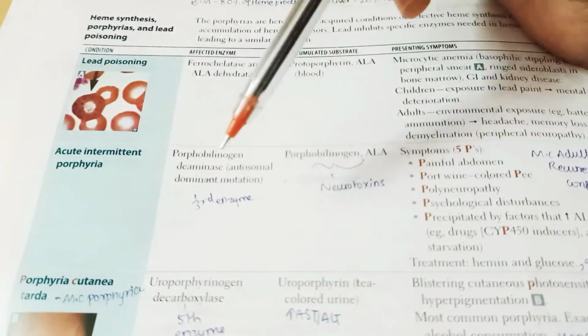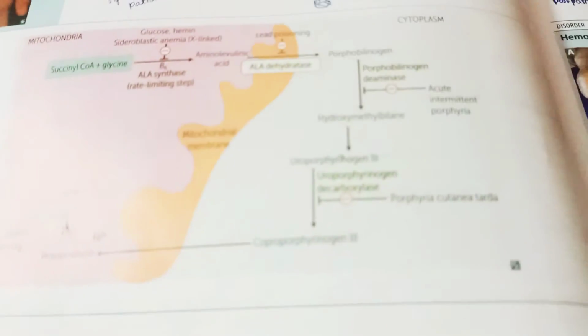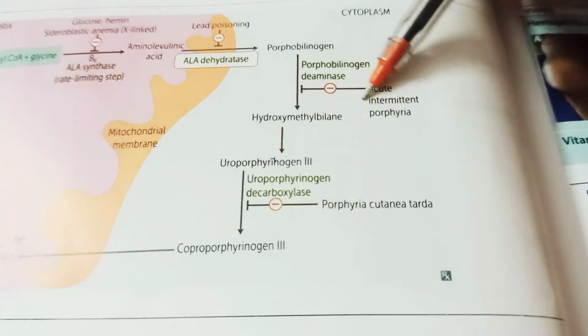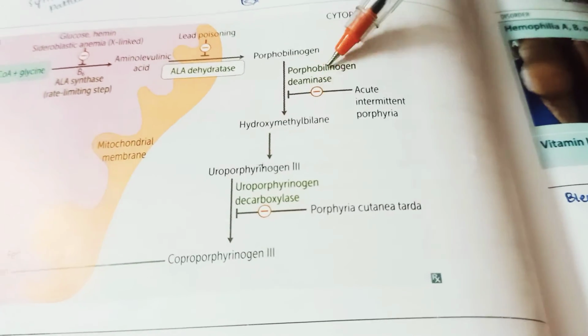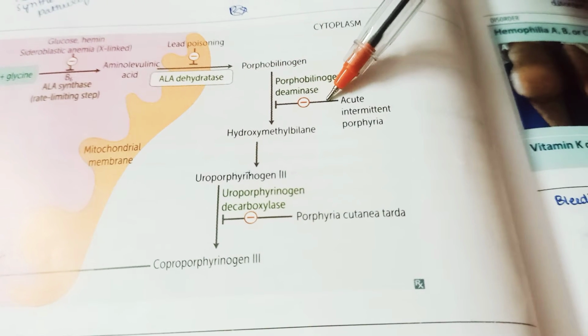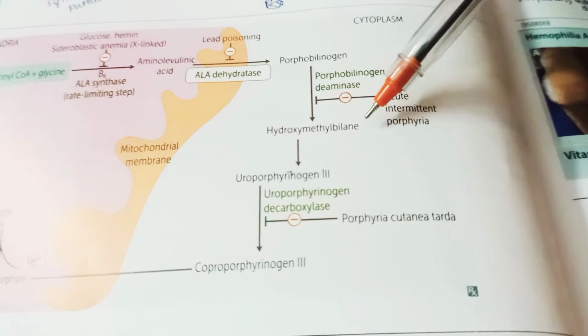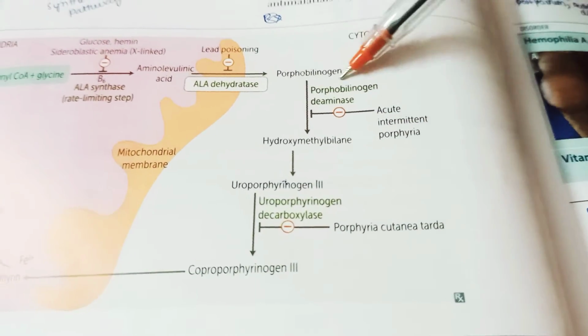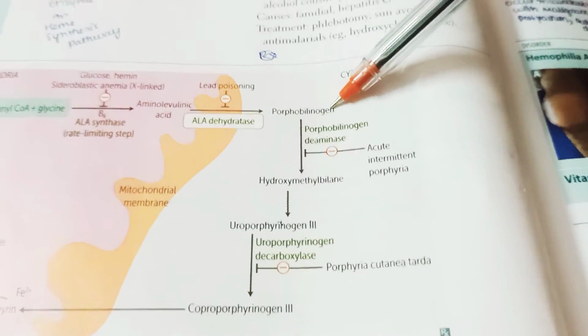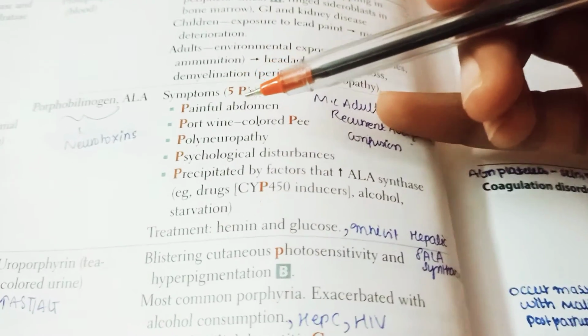So next, coming to acute intermittent porphyria. In this diagram you can see here, this is acute intermittent porphyria. Here this step is inhibited, that is porphobilinogen deaminase is inhibited. So because of that, porphobilinogen and ALA will get accumulated in the body. Okay, so there are 5 symptoms associated with this.